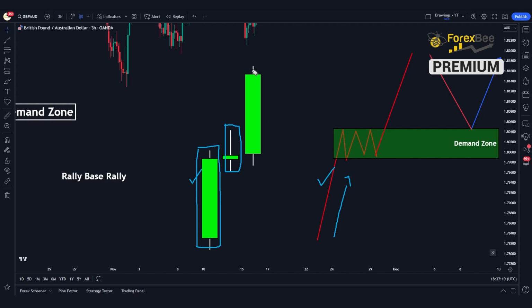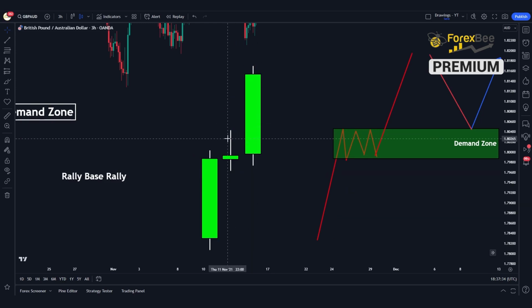Now, with the formation of this next big bodied bullish candle, we can see the buyers again get the momentum and the market starts to move in the bullish direction with the formation of this big bodied bullish candle, which is a rally candle. Because of the shape of these candles, it's called a rally, base, and rally demand zone.